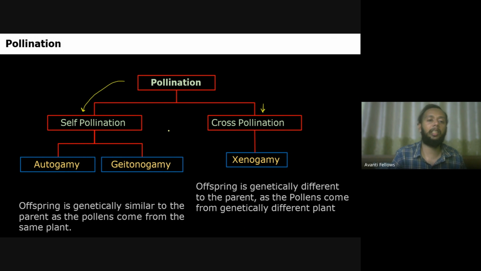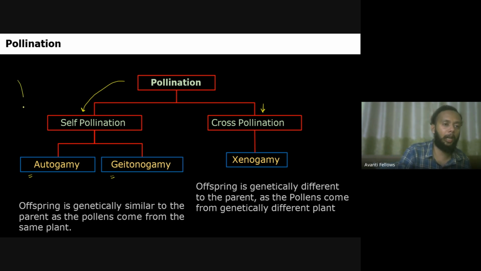Now, when we discuss self-pollination, you have two terms here: autogamy and geitonogamy, right? Both are examples of self-pollination. Self-pollination basically means what? Pollen grain coming out of the anther, falling on the stigma of the same flower or of another flower of the same plant. So two things can happen.